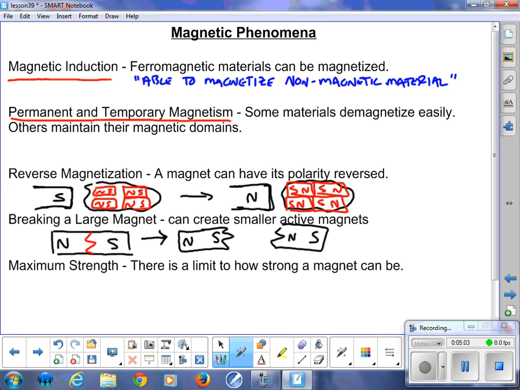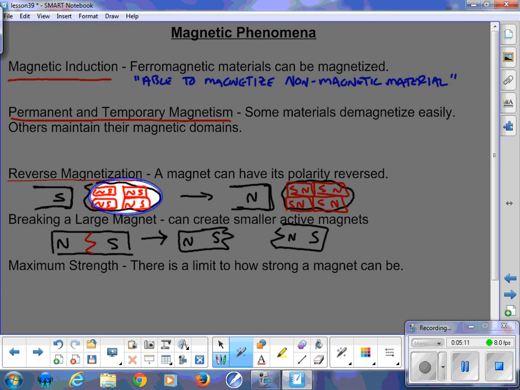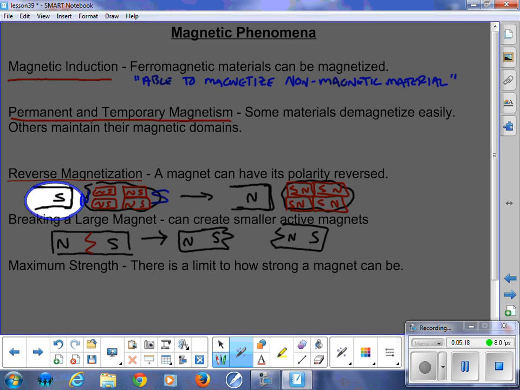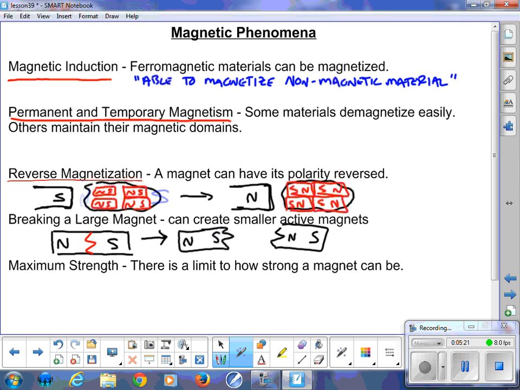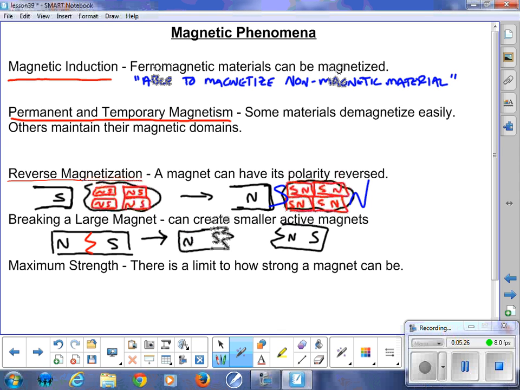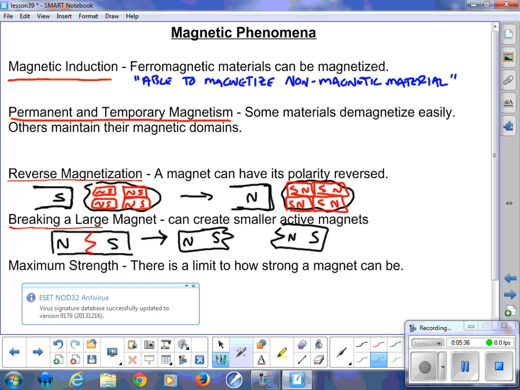Reverse magnetism. That is the concept where we have a magnetic material here. It is overall north-south, so this end is really the north and that's the south end. We bring in a stronger magnet, and what happens is it makes the domains flip around. So now we have the south end down here and the north here. That happens when a stronger magnet influences the magnetic field of the weaker magnet. If we break a large magnet into pieces, something you don't have to worry about, you don't lose the magnet.